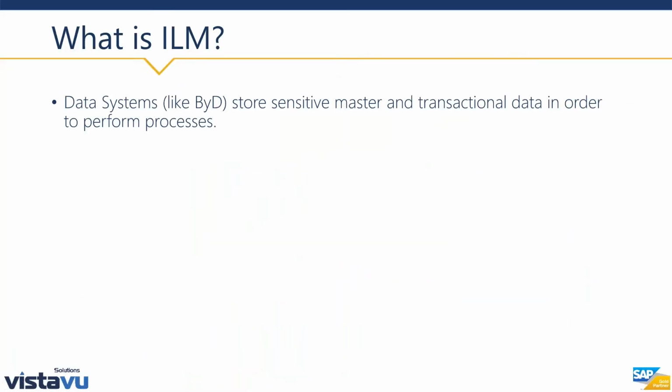What is Information Lifecycle Management? Globally, any system like Business by Design will store sensitive master data and transactional data in order to perform the processes. If you want to perform a sales order, you need a customer, a contact record, and the employee responsible. Some of that information may also contain other information, like the employee's military status, disability status, social security number, and things like that.